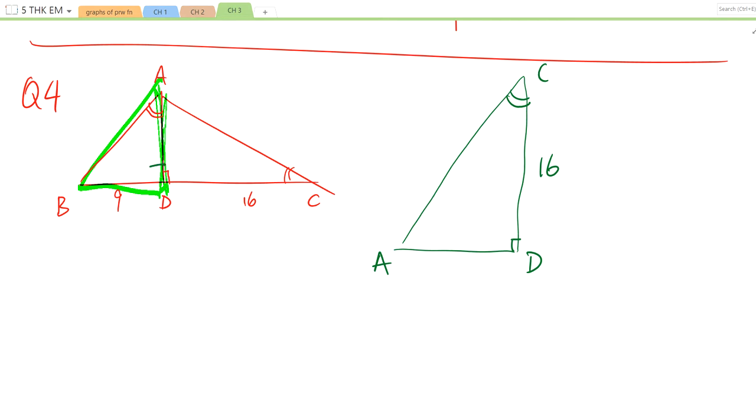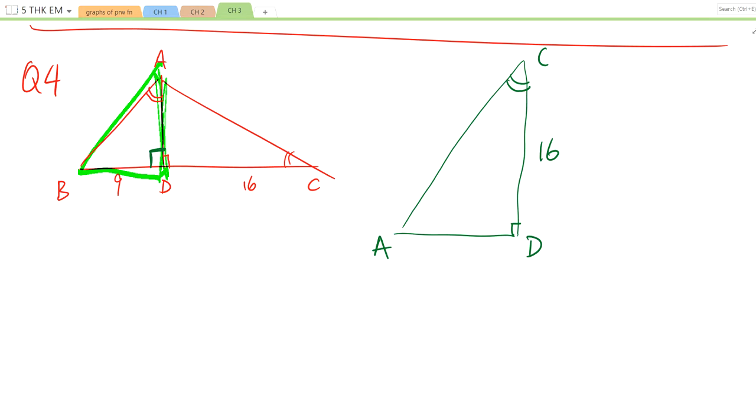Now, I am assuming you know this is supposed to be 90 degrees, right? Because adjacent angles on a straight line must be equal to 180 degrees. So we are going to use 3 pairs of corresponding angles again. You can do that yourself. Okay? Part B.